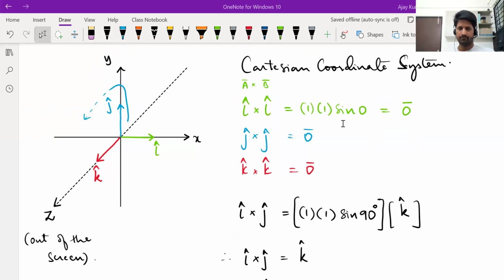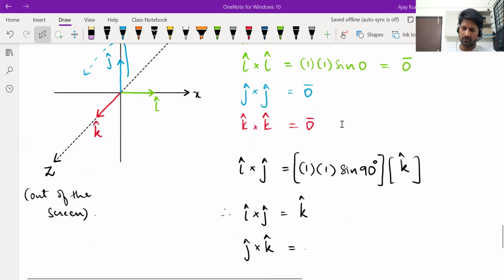Right, I cap. J cap means you'll have to imagine moving up first. Then K cap is towards you, so you'll have to imagine moving towards you. If you move up and then towards you, you will have to curl your right hand fingers this way. So the thumb will point to your right. This is right for me, and right is indicated by I cap. So J cap cross K cap, the magnitude will be 1. Direction is positive X, and positive X direction is denoted by I cap.